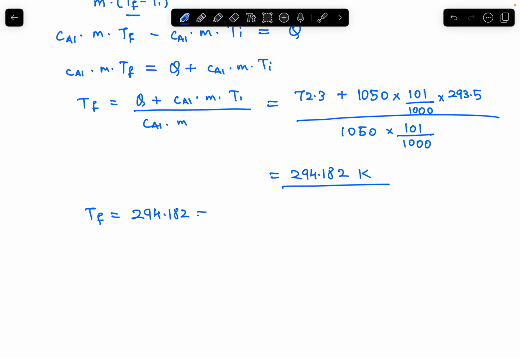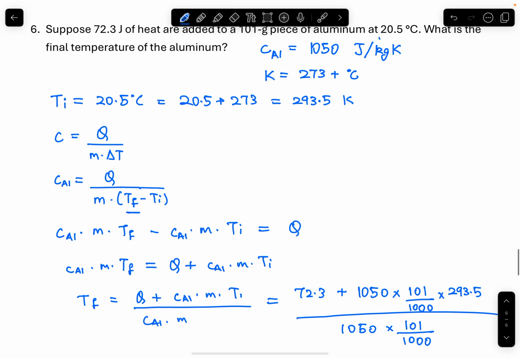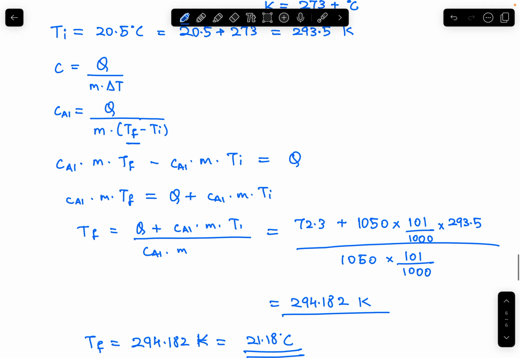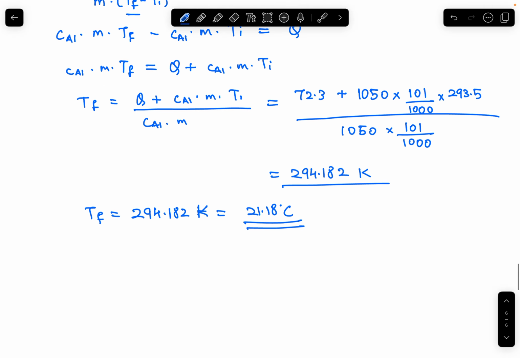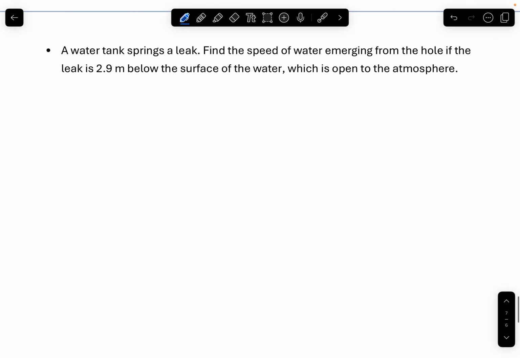294.182 Kelvin is equal to 21.8 degrees Celsius. So the initial temperature was 20.5 degrees Celsius, and the final temperature after adding 72.3 joules of heat is 21.18 degrees Celsius. Right, moving on.